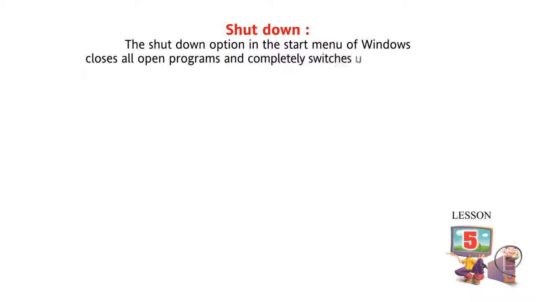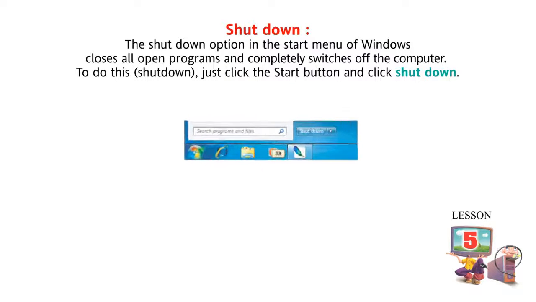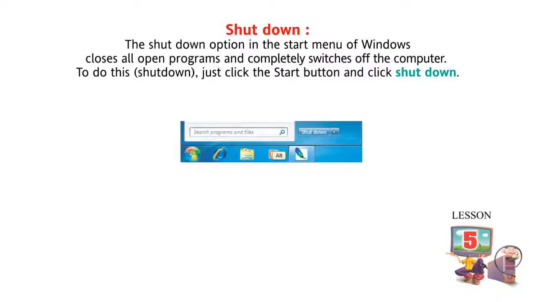Shut down. The Shut down option in the Start menu of Windows closes all open programs and completely switches off the computer. To do this, just click the Start button and click Shut down.